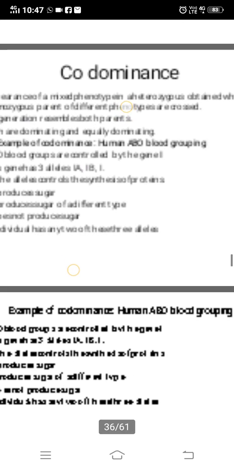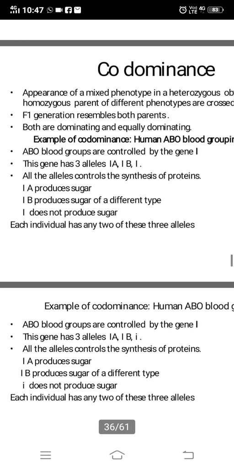Now the human ABO blood group is controlled by gene I. Now this gene I has 3 alleles: IA, IB and small i. Till now you had seen 2 alleles. Here you are seeing 3 alleles. This is called multiple alleles. So IA, IB and i.